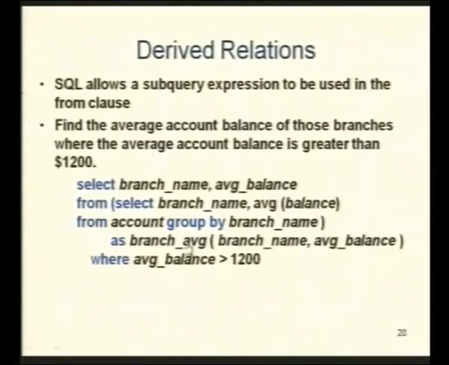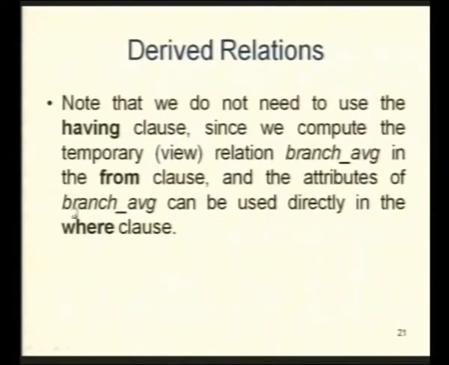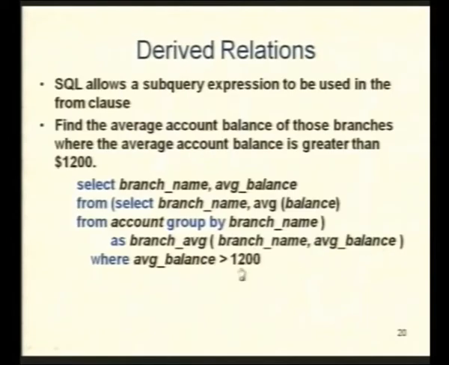So here we are selecting from branch average, and the attributes of branch average, that is branch name and average balance, can be used directly in the where clause. That's the difference. The same thing we have achieved before using another way. So please note, in SQL, when you want to achieve something, it is not necessary that there is only one way to write the SQL clause. There are many ways. We will see later on, when we are talking about query optimization, how you decide which is the better way of writing the query.